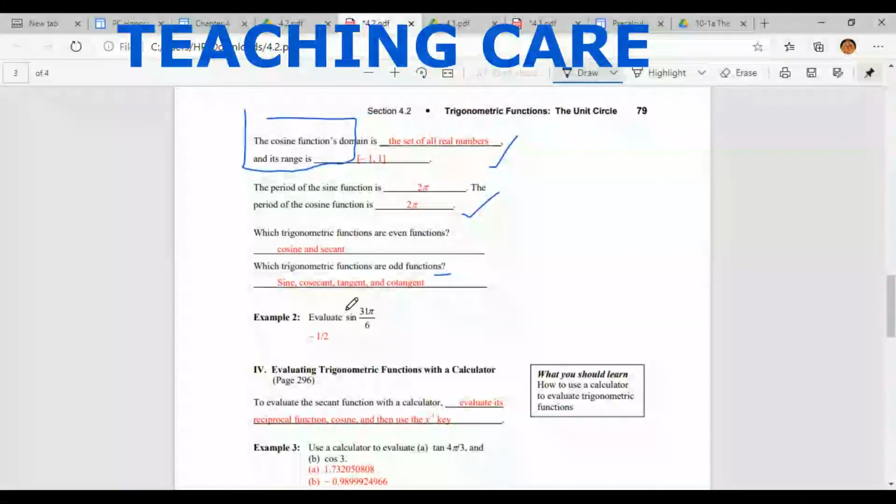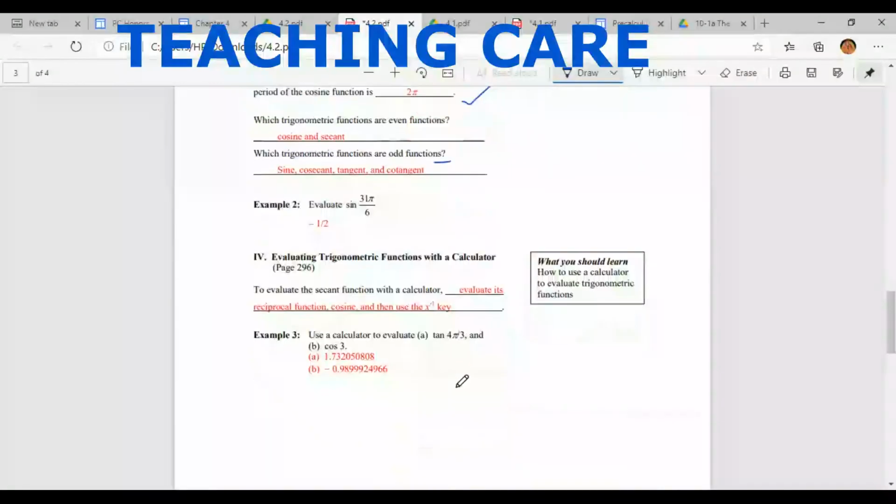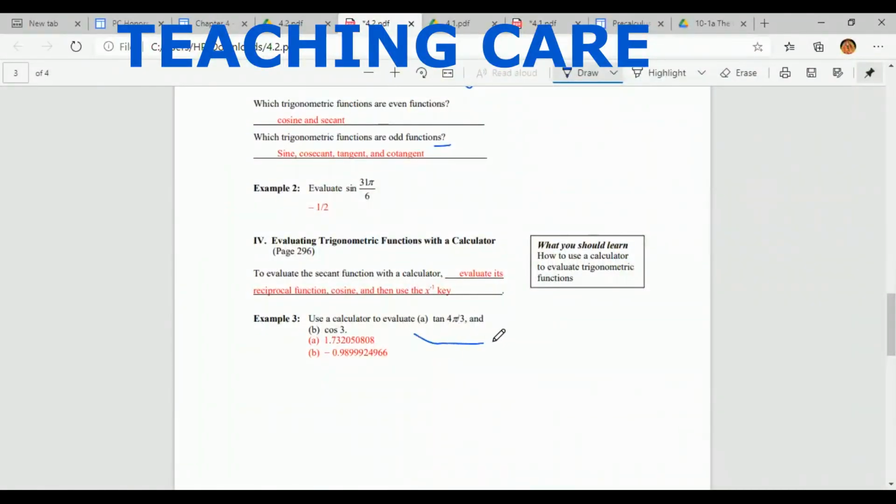Now, evaluate sine of 31 pi upon 6. That's basically the same thing as, give me a sec. Sorry. That basically is the same thing as 7 pi over 6, and 7 pi over 6 will be 210 degrees in this case, and like I said, it'll just be negative 1/2. Yes, right.